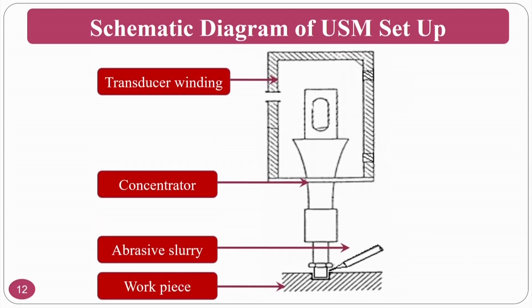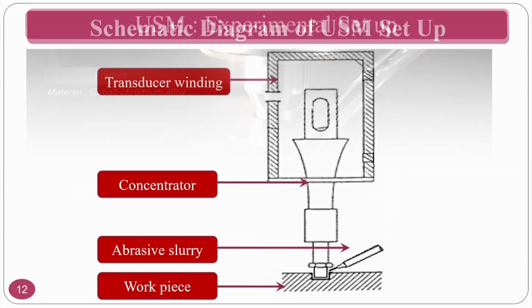Okay. Schematic diagram, if you see whatever I am saying previously, this is a transducer winding if you are going for magnetostrictive and other things. This is the connector and abrasive slurry. So, abrasive slurry is fed between the workpiece and tool, and this magnetostrictive winding is supplied, then this transducer elongates and shrinks, okay, because of which, you will see in the next slides.